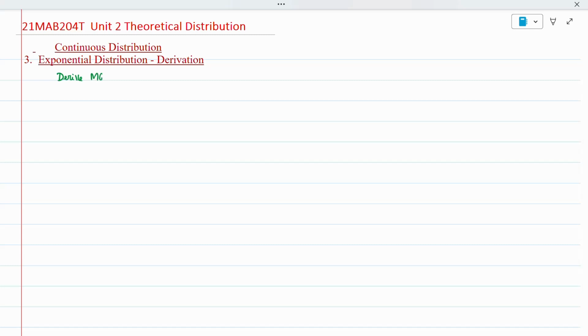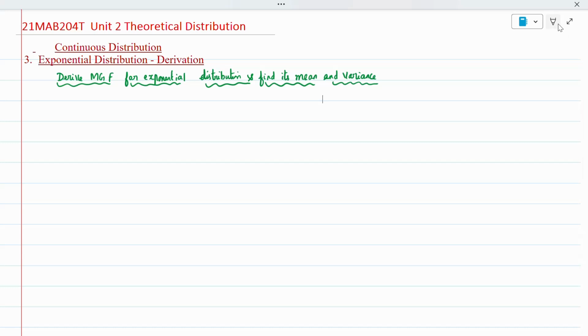moment generating function for an exponential distribution and find its mean and variance. We have to derive the moment generating function for an exponential distribution and find its mean and variance.